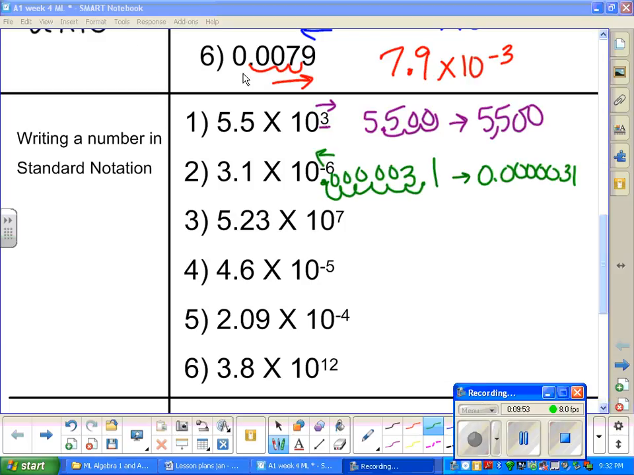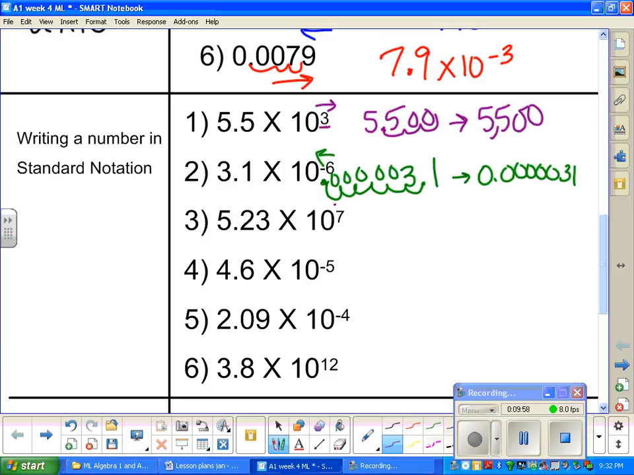Okay, so number 3, again, we're going to go ahead and look and see what number. It's a positive 7, so we're moving our decimal to the right. I have 5.23. So I'm going to go ahead and count 1, 2, 3, 4, 5, 6, 7. Since there's two numbers, you can say 7 minus 2 is 5, so you know you're going to add 5 zeros. And your answer is 52,300,000.